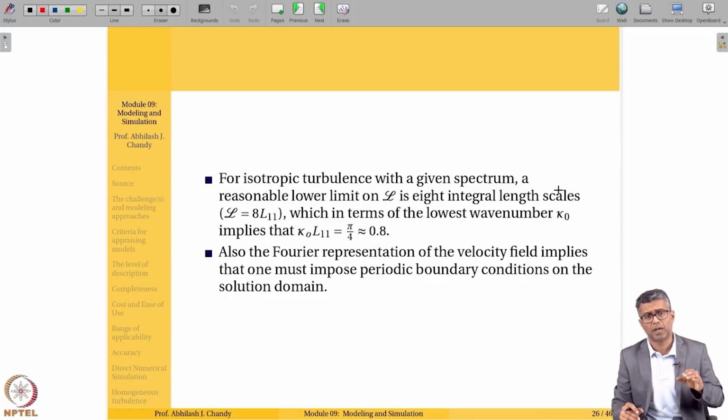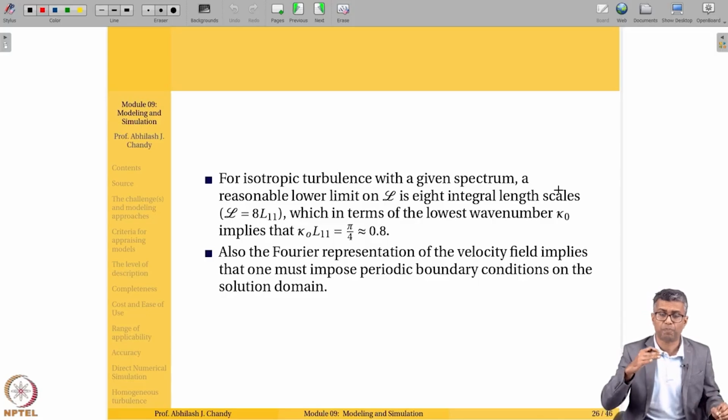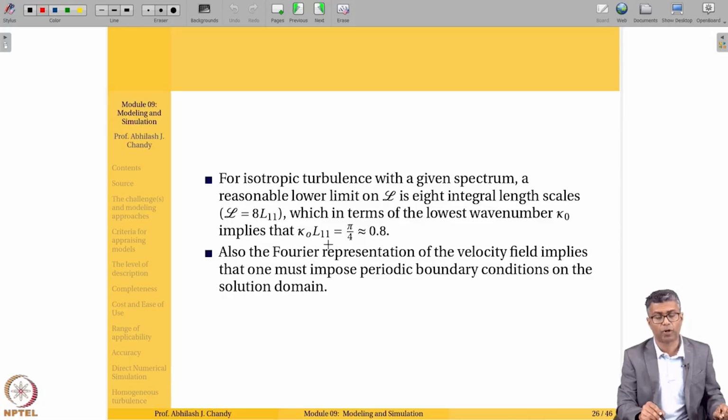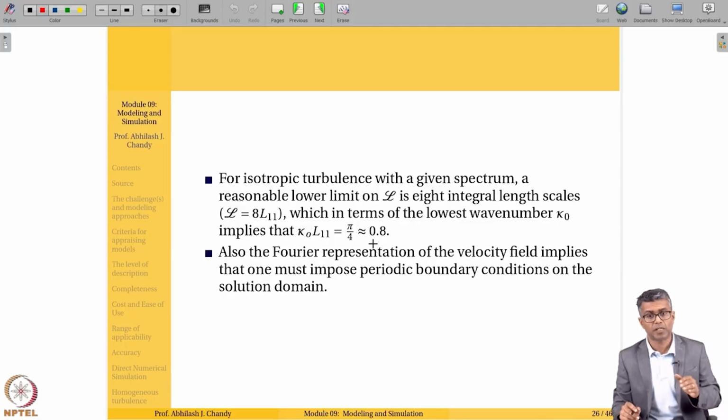We had done some estimates a few classes back when we saw how the energy containing range is sort of peaking at very low wave numbers, of course, but primarily 80% of the energy containing range is contained between 6 L0 and 1/6 L0. So this estimate is coming from there. That is, that a reasonable lower limit on L is 8 times the integral length scale. So 8 L11, which in terms of kappa naught is going to be kappa naught L11 equal to pi by 4, or approximately 0.8. So this is something we did last class.